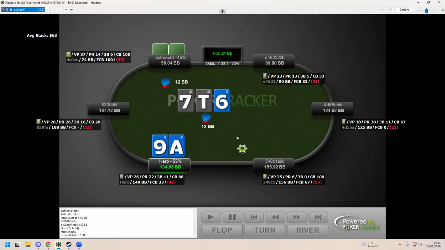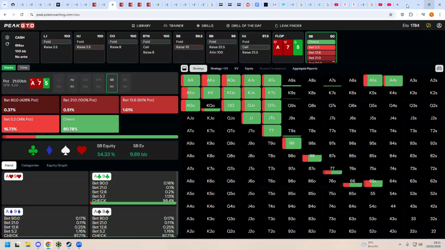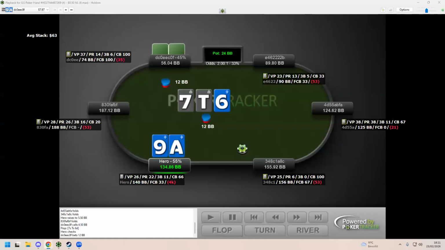Generally, his limp-call range is going to be weak. It's going to be weaker than a three-bet call range. It's going to be more similar to just a single raised pot versus the big blind.